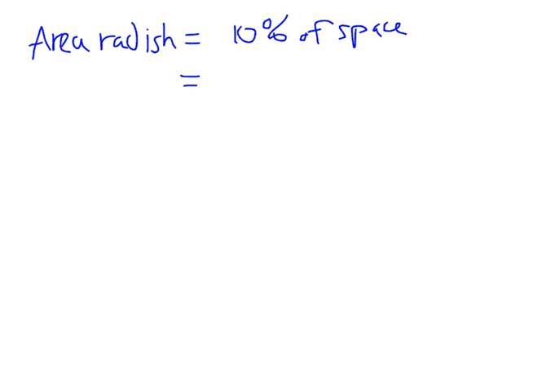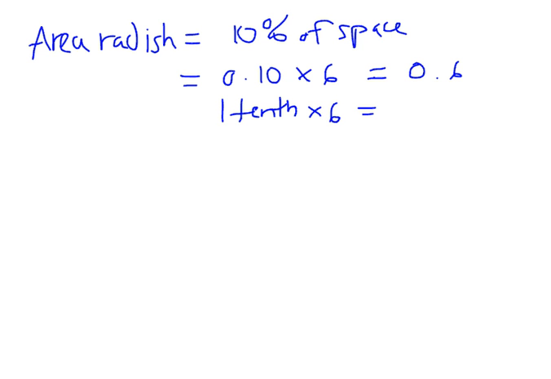The area of the radish, that was 10% of the space. So I have to calculate 10% is 0.10 times 6. 0.10 times 6, that's 0.6. So it's 1/10. 1/10 times 6. It's 6/10. And that is written like this. That's meter square. So now I want to find the area of the lettuce.